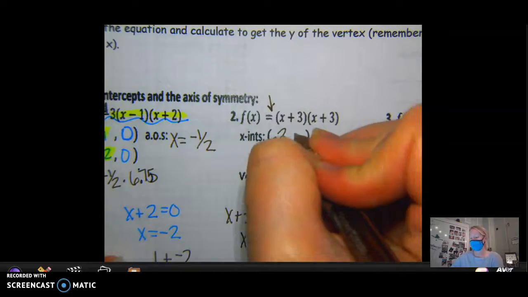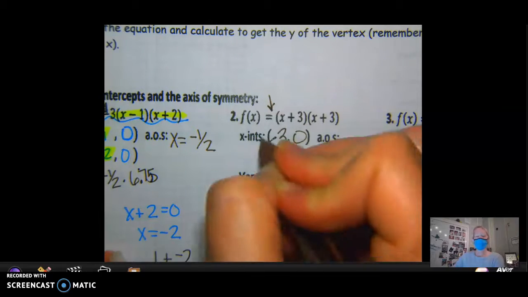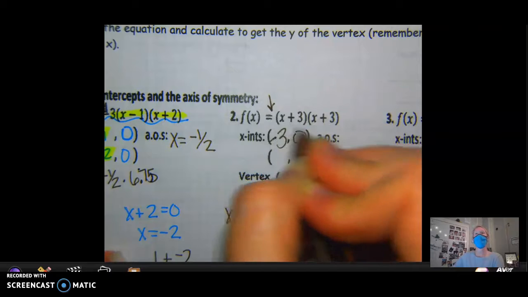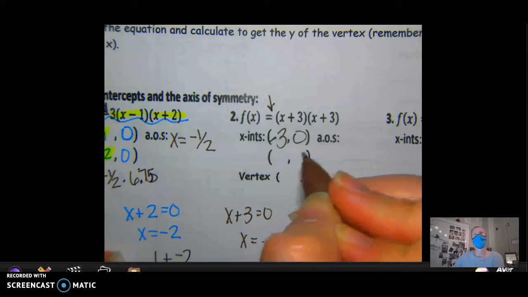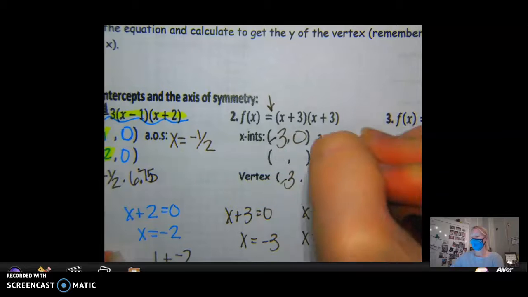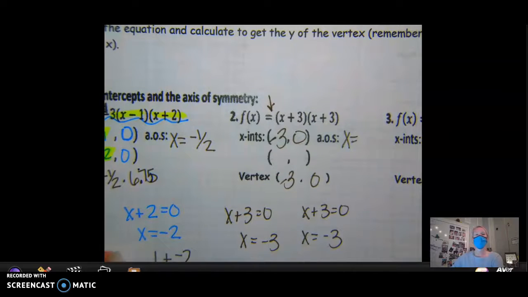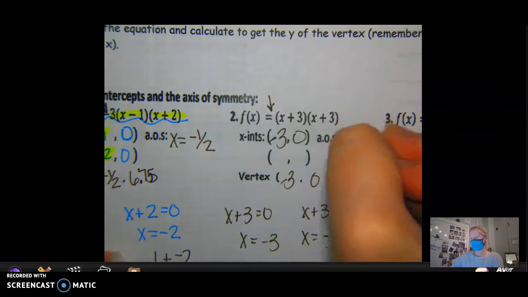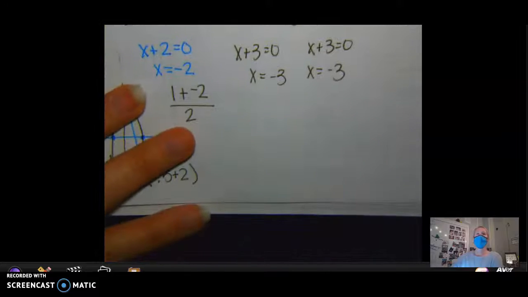-3, 0. If that's my only x-intercept, that is my vertex point because it doesn't have a mirror image. So your vertex is actually at -3, 0. What's your AOS going to be at then? X equals what? -3.